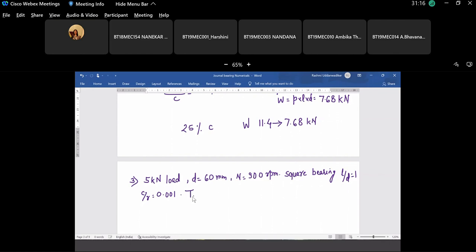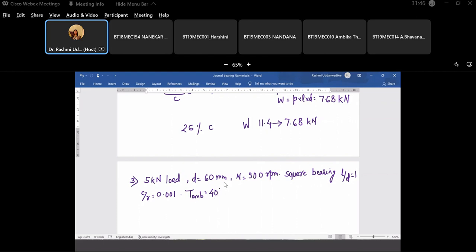If the ambient temperature, what is the ambient temperature at your places? Nagpur is 40, 41. Which place do you belong to, Prajwal? Indore. What is the temperature there? 36. Okay. So ambient temperature here is 40 degrees.